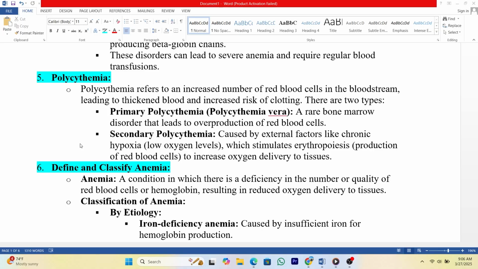Secondary polycythemia, caused by external factors like chronic hypoxia, low oxygen levels, which stimulates erythropoiesis, production of red blood cells, to increase oxygen delivery to tissues.